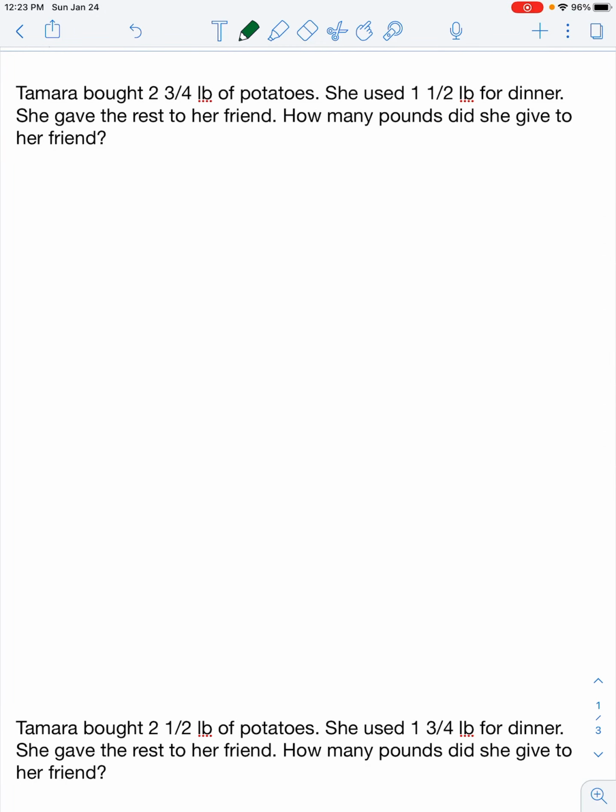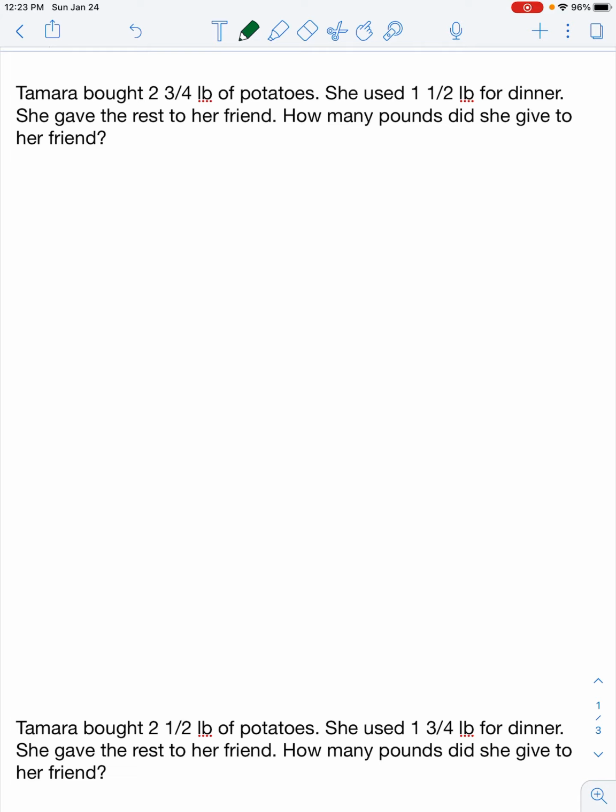Let's tackle subtracting mixed numbers. It's very much like adding mixed numbers, but in certain instances, we do have to take it a little bit further. So let's take a look at a problem.